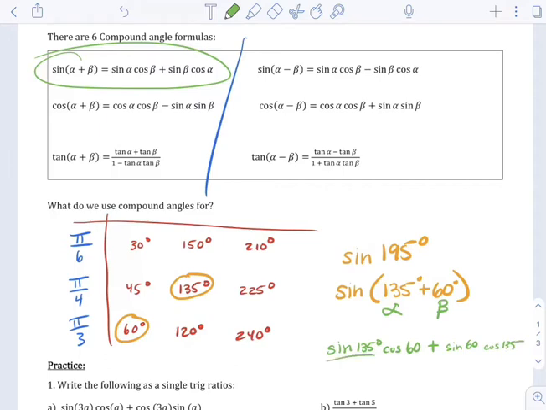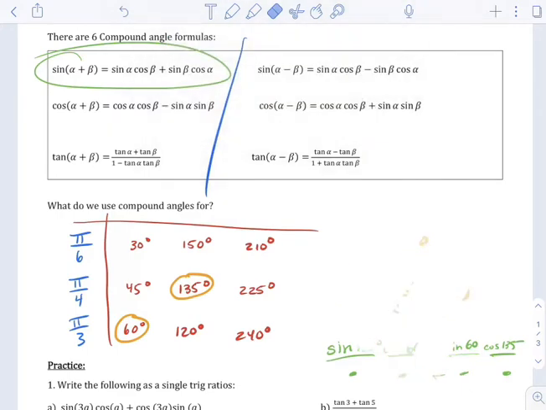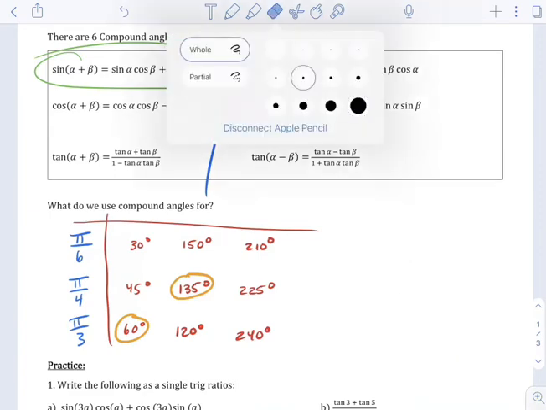Where each of these are exact values that we know how to solve. We didn't know how to solve for sine 195, but I can find each of these. I can get the value here, multiply it by the value here, and then add that result to the multiplication of those two values on the end. And we're going to go through some examples like that. But that's the idea behind these exact values and why we end up working with them. So it's kind of an important skill for us, and you'll see when we look at some examples down below.